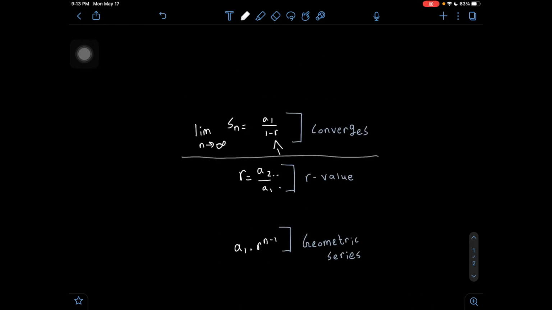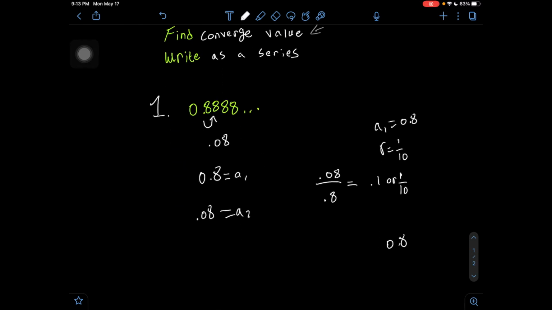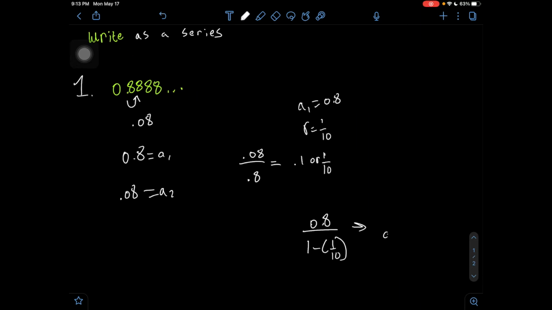Now let's see if we can finish this equation. Yes, we can. We have a1, which we said is 0.8, so 0.8 over 1 minus r, so 1 minus 1/10. 1 minus 1/10 is 9 over 10, or 0.9, and we have 0.8. This simplifies down to 8 over 9, and that is our converging value.